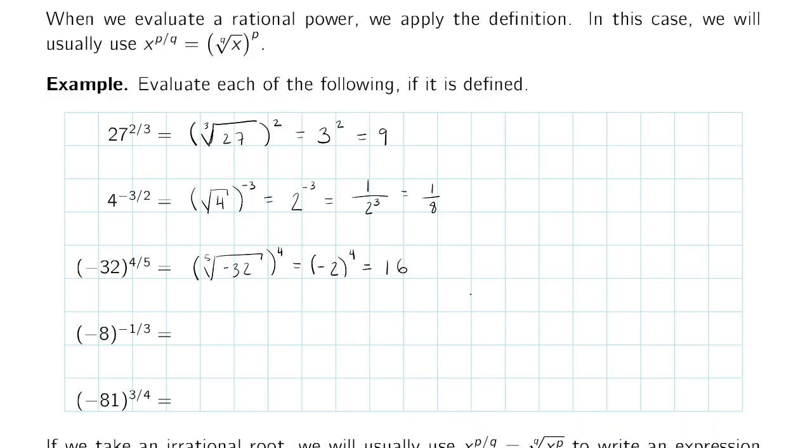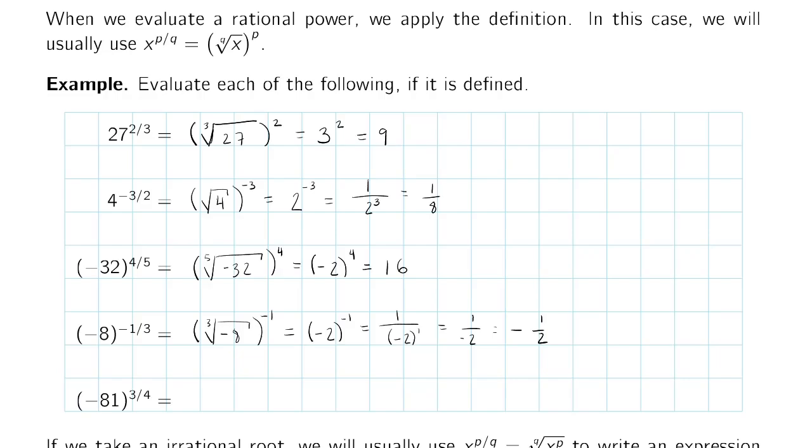Negative 8 to the power negative 1/3. That's the third root of negative 8 to the power negative 1. So that's negative 2 to the power negative 1, which is 1 over negative 2 to the power 1. In other words, 1 over negative 2, which we would normally write as negative 1/2.